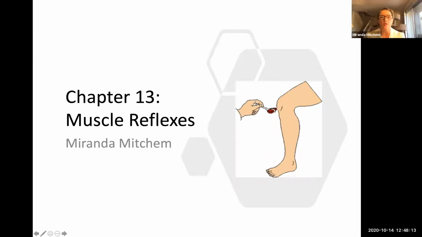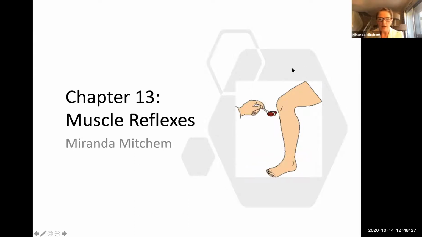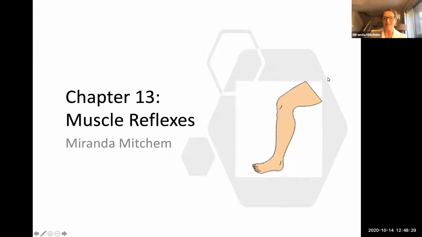This is on muscle reflexes. We'll also spend some time throughout the lecture and at the end taking a look at a few of the PhysioX activities since they demonstrate these concepts well. So I'll point you in that direction when we get there.